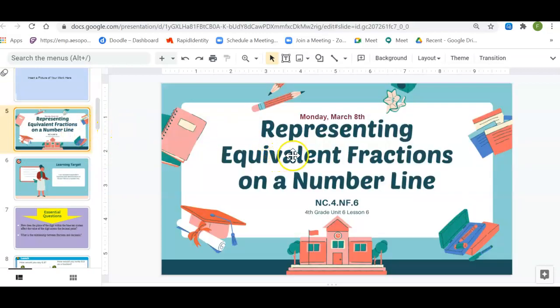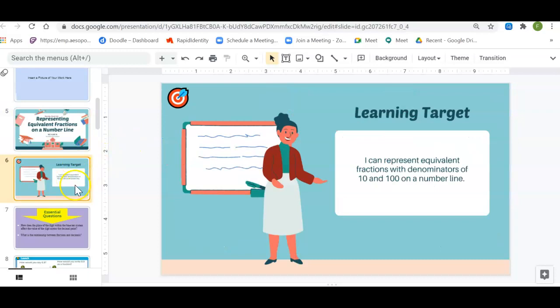All right, so today we'll be talking about representing equivalent fractions on a number line. So we're going to kind of go back to the number line. We've had some practice on it this school year already, but we're going to continue on, this time representing equivalent fractions on the number line. And our learning target for today is I can represent equivalent fractions with the denominators of 10 and 100 on the number line.